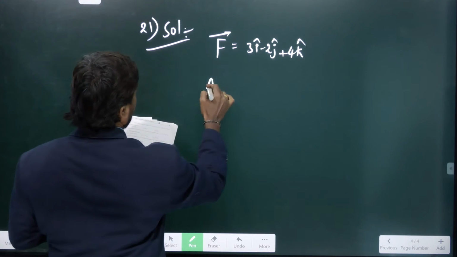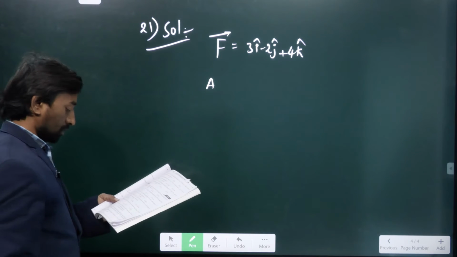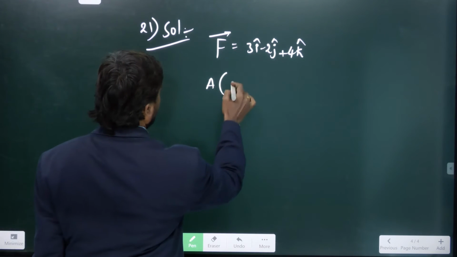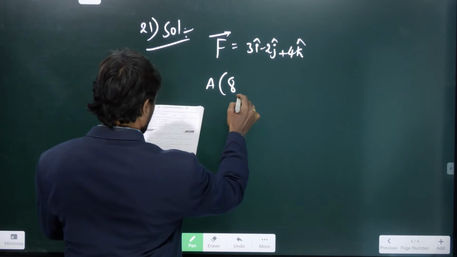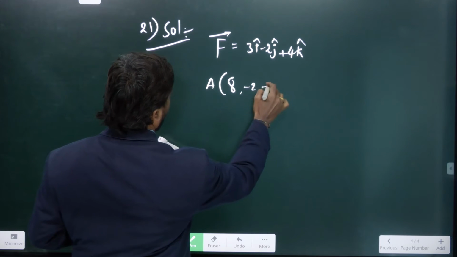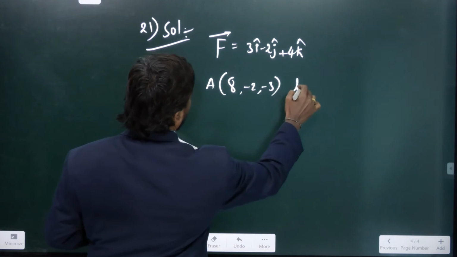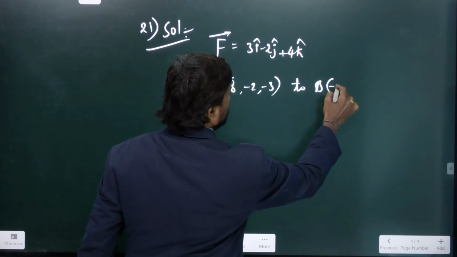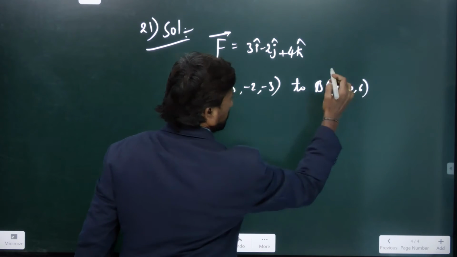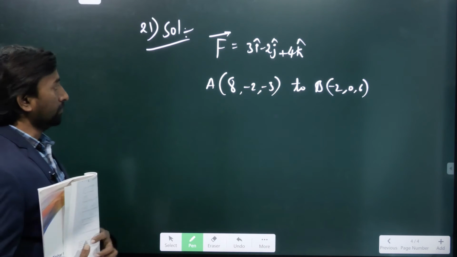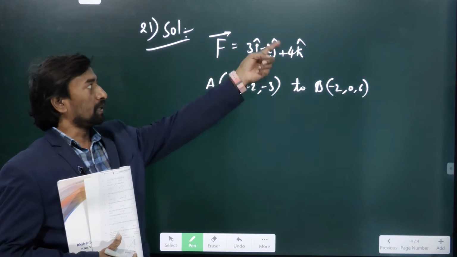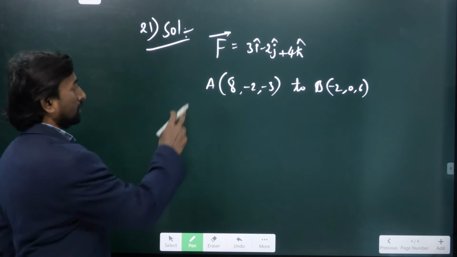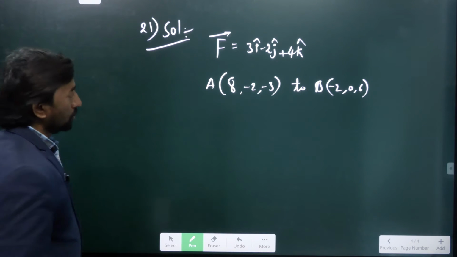A point is given. A force is applied and that force displaces a body from point A, which is given here as (8, -2, -3), to point B, which is (-2, 0, 6). It has moved from point A to B by application of that force on the body. Now we should find AB.